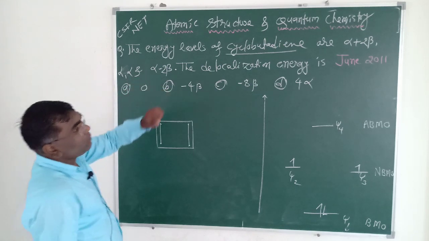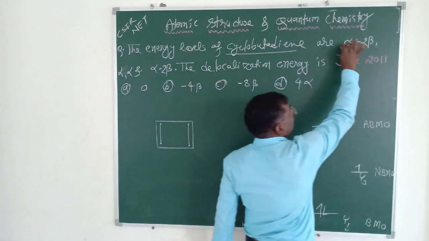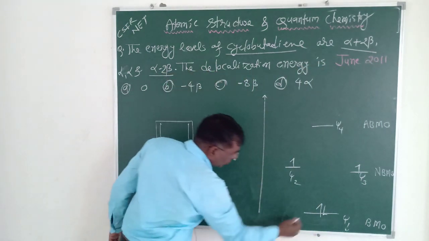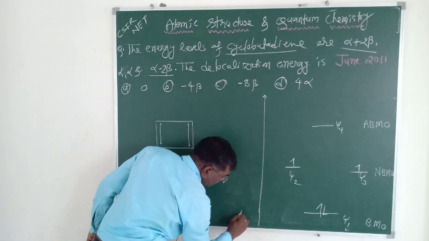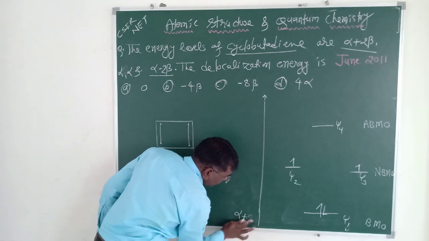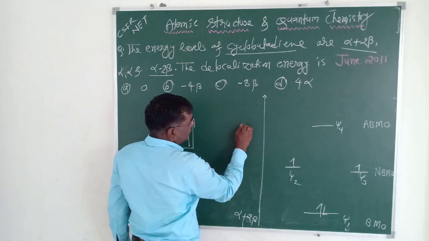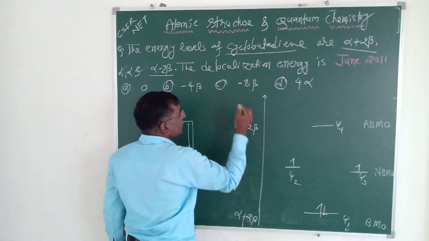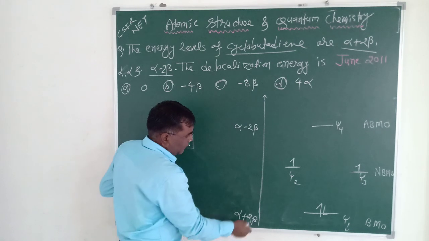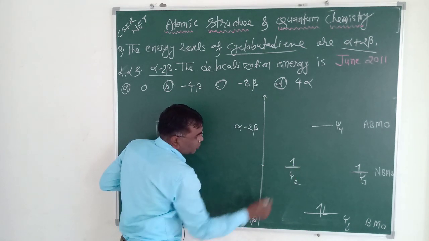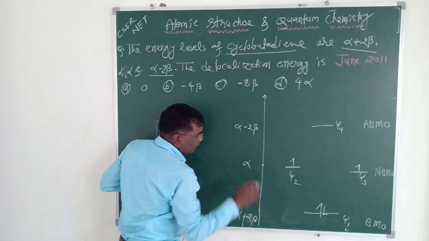The energies of the bonding and antibonding molecular orbitals are given: alpha plus 2 beta and alpha minus 2 beta. Alpha plus 2 beta will be for bonding, and alpha minus 2 beta will be for antibonding, you know very well. And the intermediate energy level of the non-bonding molecular orbital will be alpha.